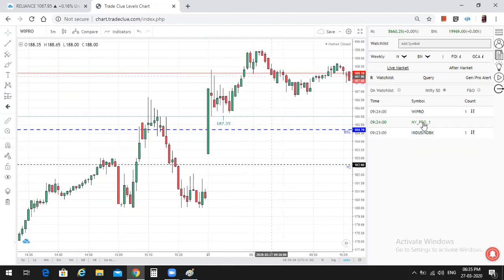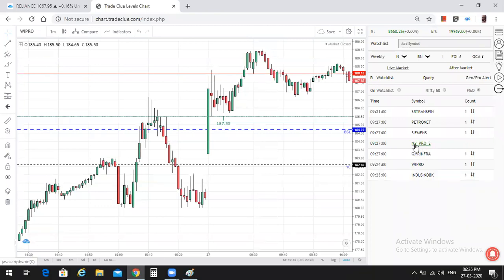Okay, so these two were trades, but these were NY Pro 1. Let's see some of the stocks from here to basically understand. IndusInd, Wipro, try to avoid. GMR Infra is a very small price stock, so we avoid that as well. We can take Siemens. NY Pro 2, that means we have to look at Siemens on the 2 minute chart. So let's see what it shows over here.